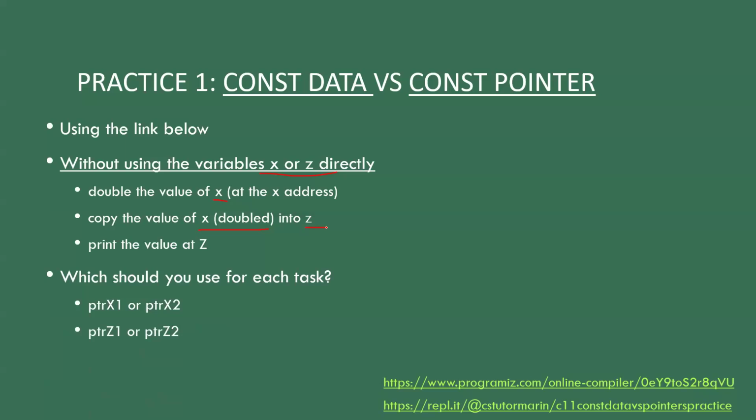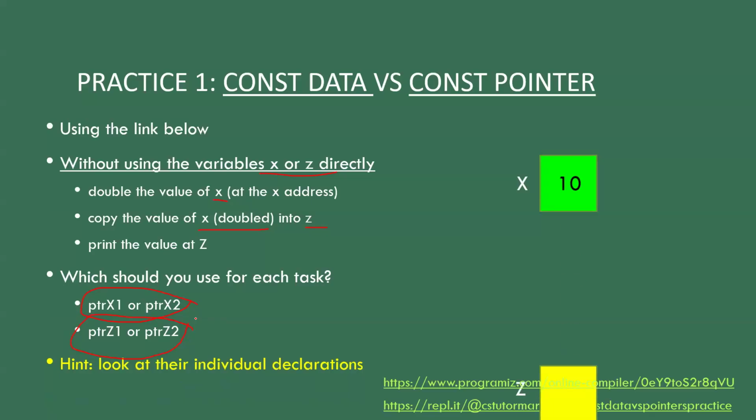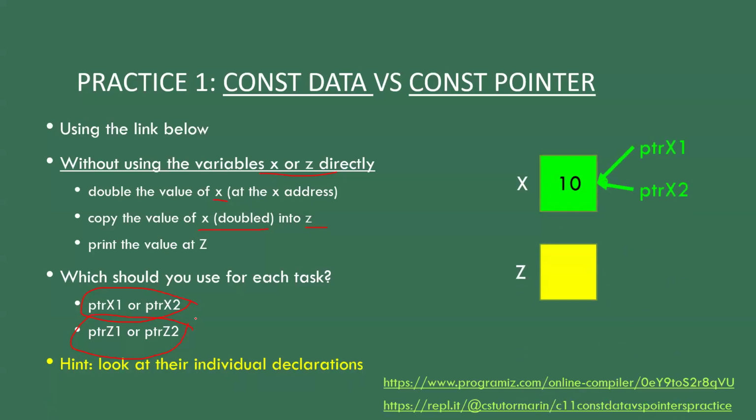So what we're trying to do here, we've got a couple pointers for you to choose from for X and a couple pointers for you to choose from for Z. And we want to do the following. We want to double the X to 20 using one of those two pointers. And then we want to copy it to the Z using one of those two pointers. So we want 20 in the box for X using one of those two X pointers, and then we want to copy it over and then we want to print it.